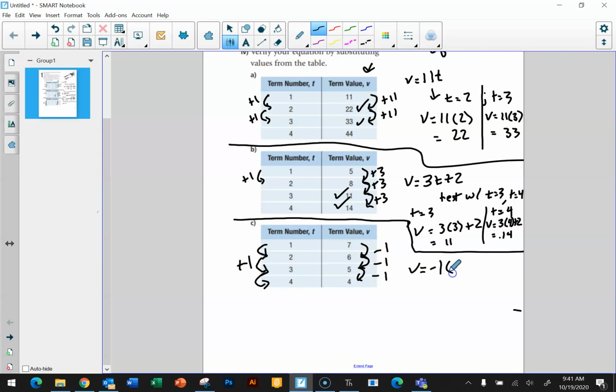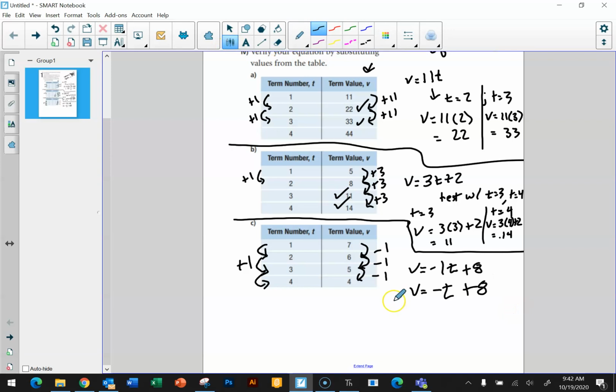So -1 times, what's our variable? T. I probably shouldn't put the bracket there. I'll just put -1t. So -1t. And then let's see what happens. If I take 1 as t, well, -1 times 1 is -1. How do I turn -1 into a 7? I have to add 8. And -1t is really just the same as -t plus 8.